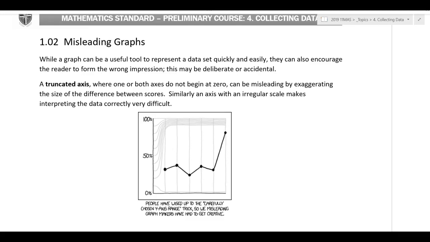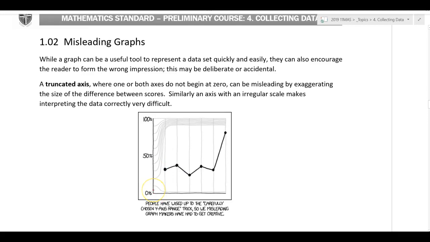One of the ways we can do this is a truncated axis, where you don't start your vertical axis at 0. That's going to tend to exaggerate the variation within the data. That might be a reasonable thing to do, as long as you make it clear that the axis doesn't start at 0.